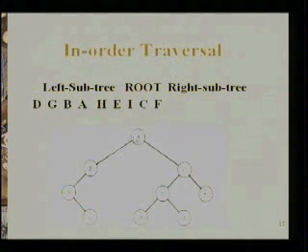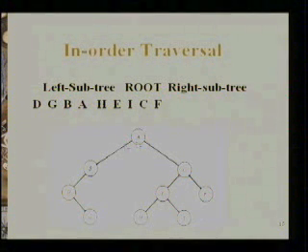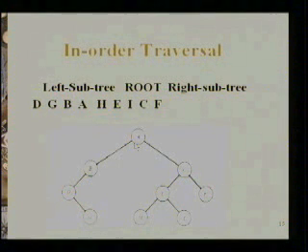So just have a look at this particular figure. The in-order traversal result for this particular image is D, G, B, A, H, E, I, C, F. Let me explain how you got that one. The tree always starts at A, and you are traveling to the left where possible, because in our in-order traversal we will be going to the left subtree first.